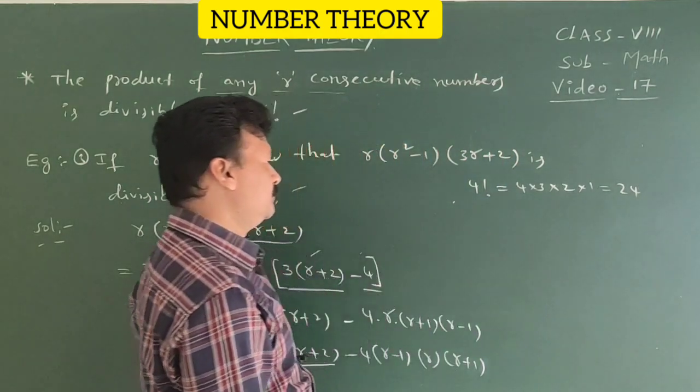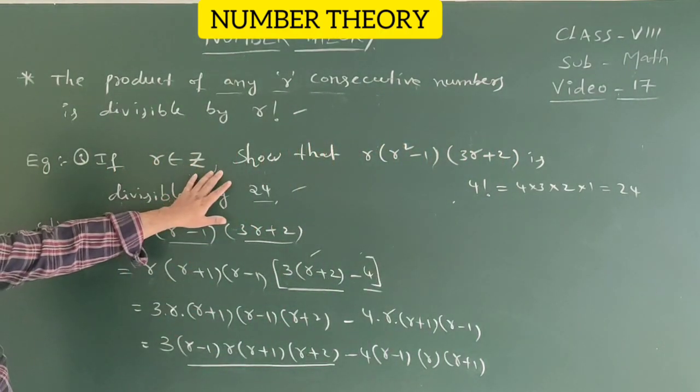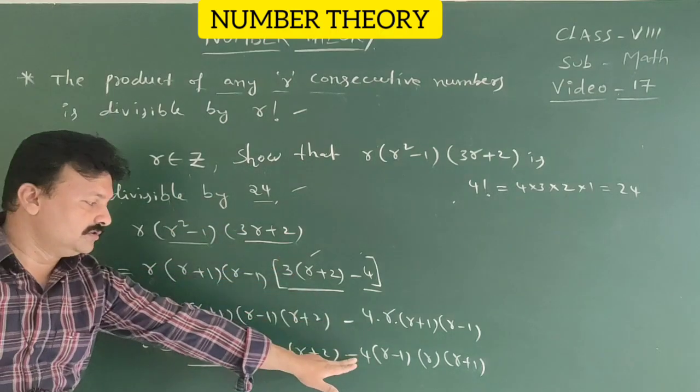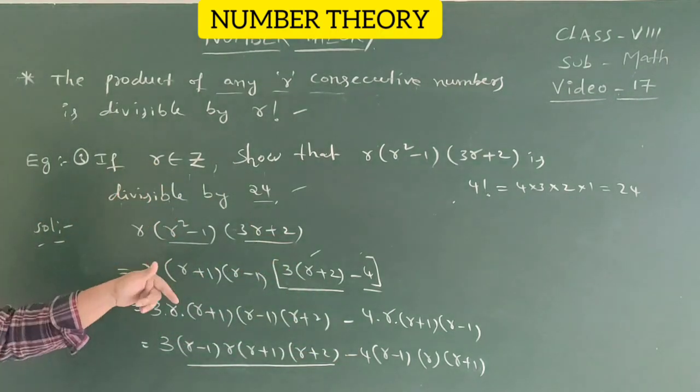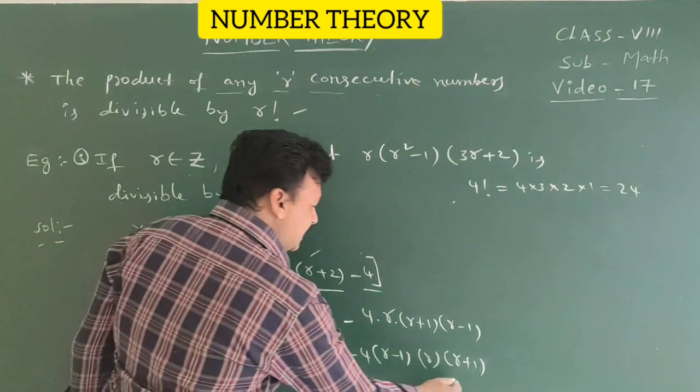That is 24. So the first part is divisible by 24. If the second part is also divisible by 24, then we can say that the given number is divisible by 24. Now let us come to the second part.